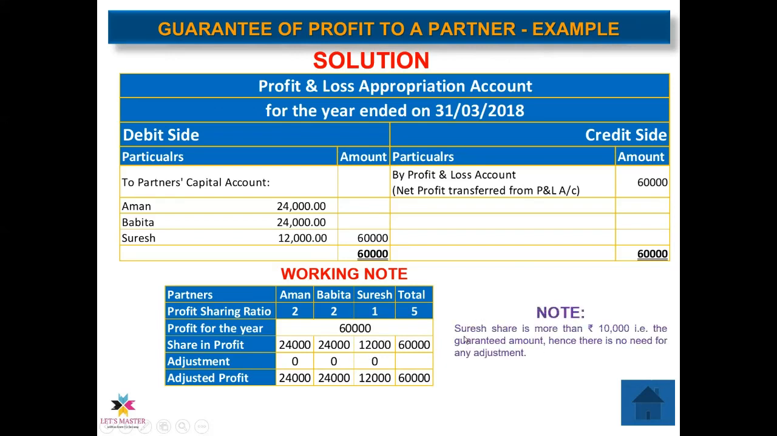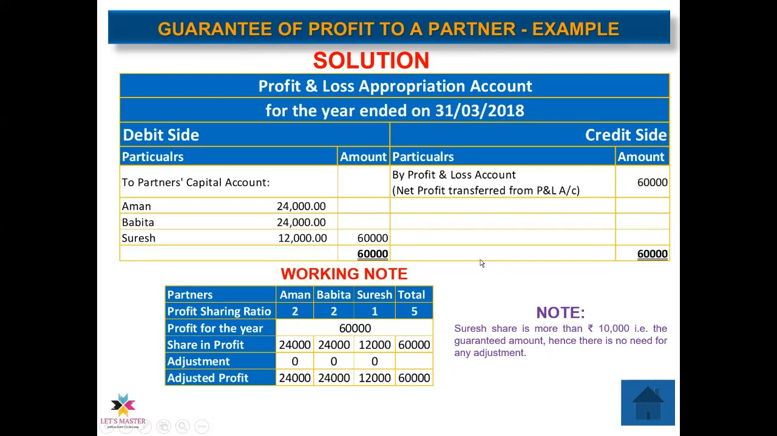Because the share of Suresh is more than 10,000, that is the guaranteed amount. Hence, there is no need for any adjustment, and all the partners will get their due share in profit as per the agreed ratio.